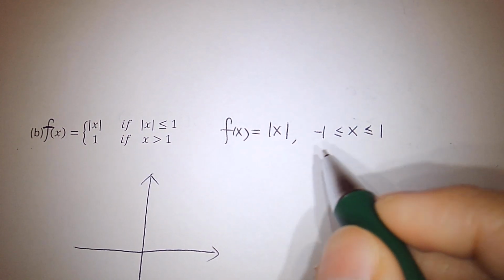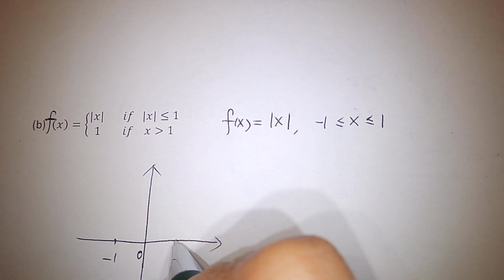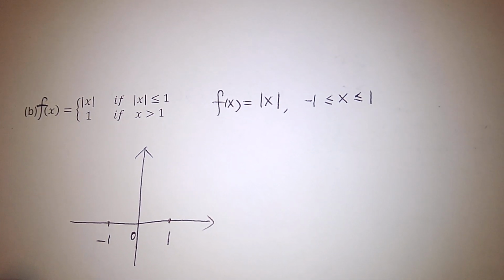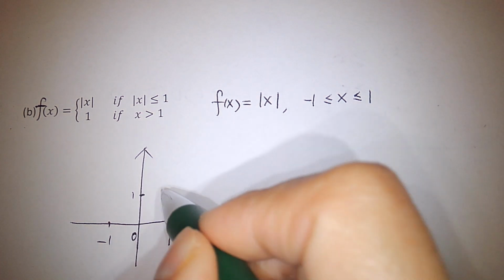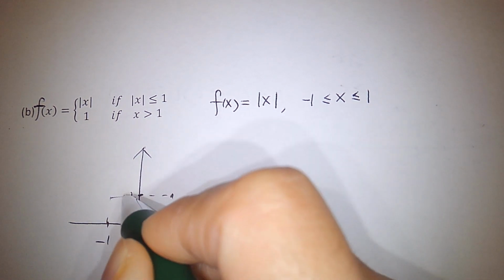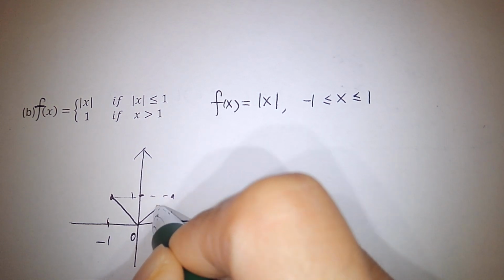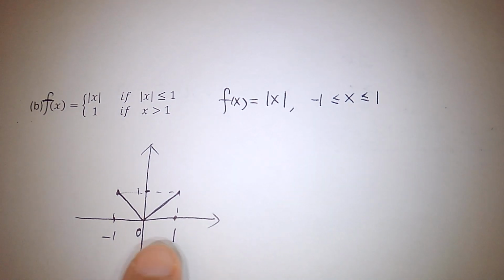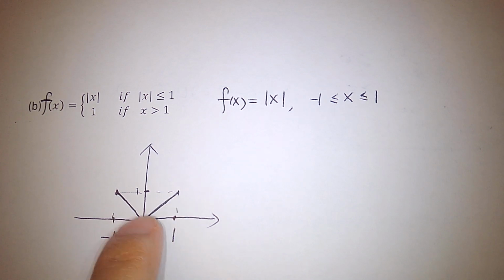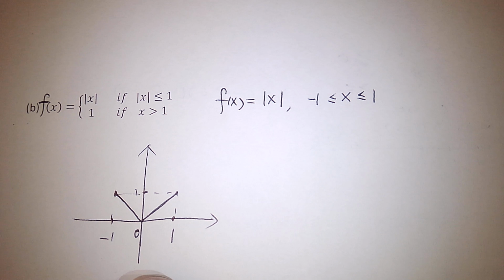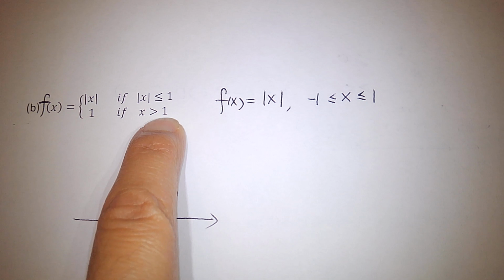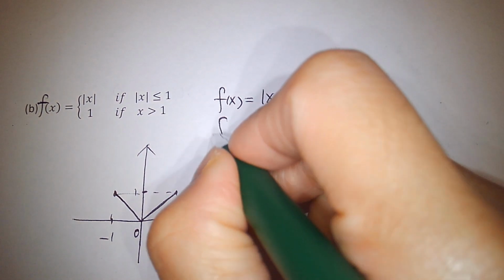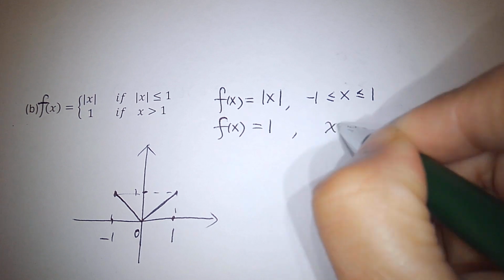So when x is between negative 1 and 1, do you know how to graph an absolute value function? You still remember the shape of it? It looks like this, right? It looks like a V. So within negative 1 and 1, we have a V-shaped absolute value function. And then the other piece is when x is greater than 1, y equals 1. So f of x equals 1 when x is greater than 1.